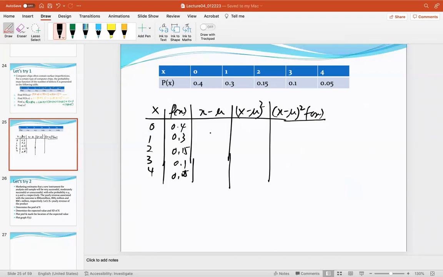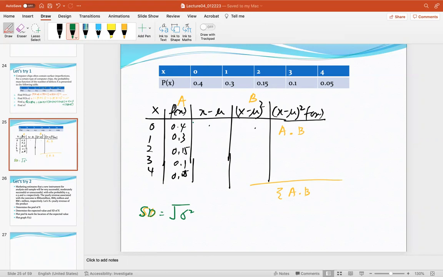Okay, so once you have this, you take the power of 2, and then you multiply, this is A, this is B, so A times B. Once you have the sum, that is your variance. Okay? And for your standard deviation, it's the square root of the variance. That's all. I'm not going to show you the answer, but the steps should make it clear.